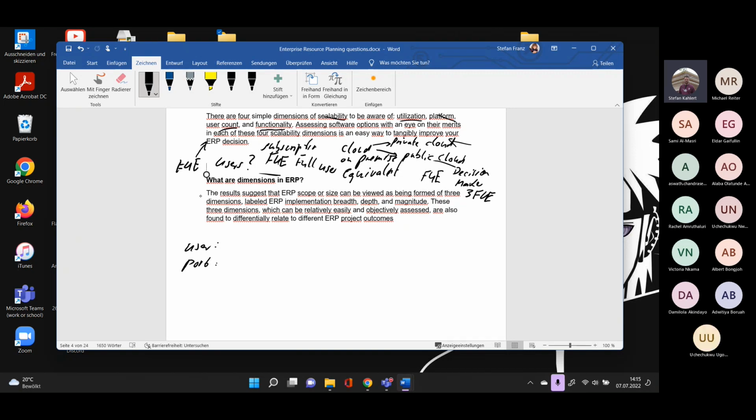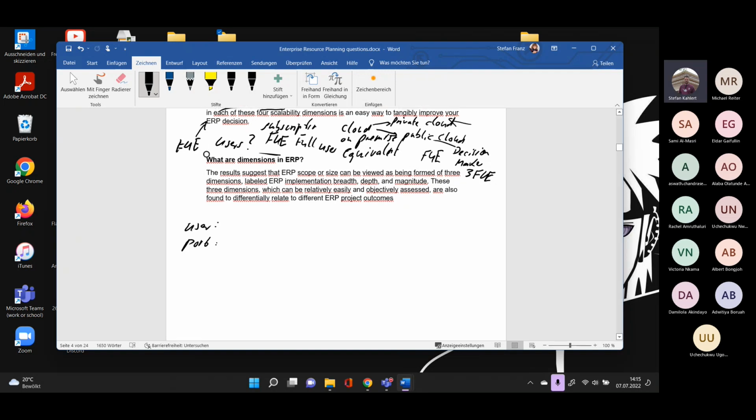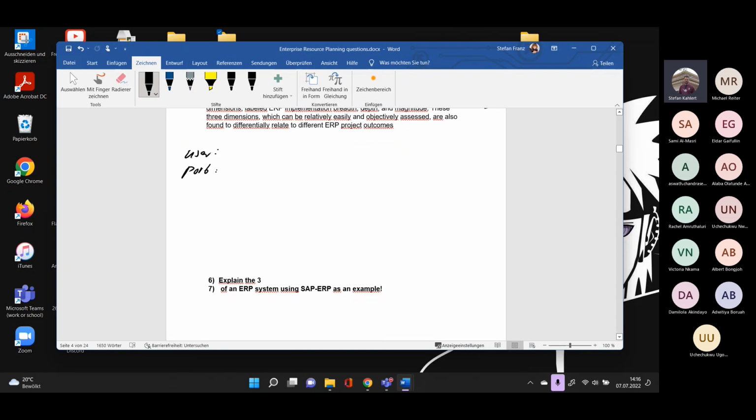Dimensions of ERP you have seen. I have also put that here. Scope or size can be viewed three-dimensionally: implementation breadth, depth, and magnitude. These are the three dimensions, and they can be assessed independently. And they relate somehow to the project outcome when you finish the project.